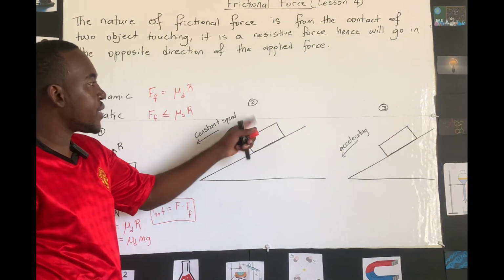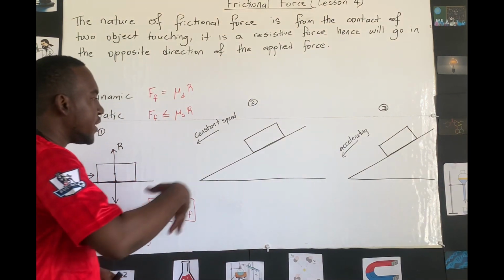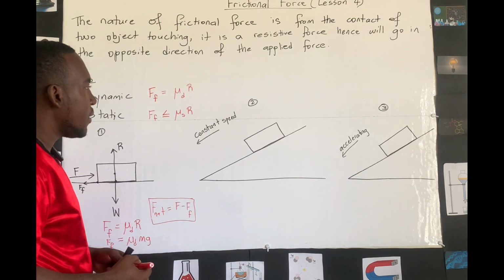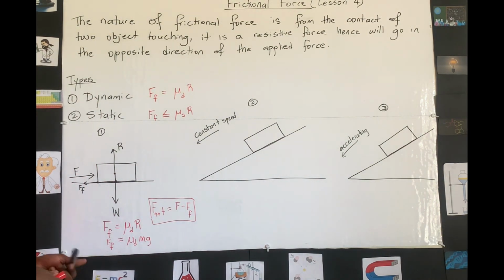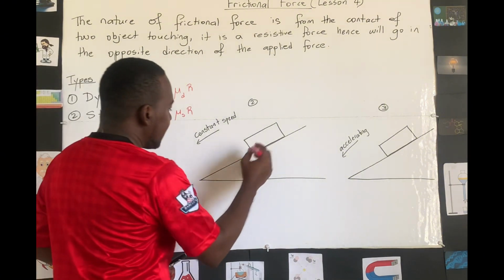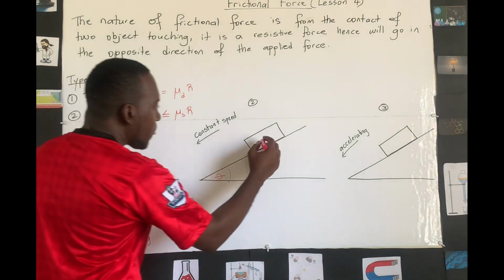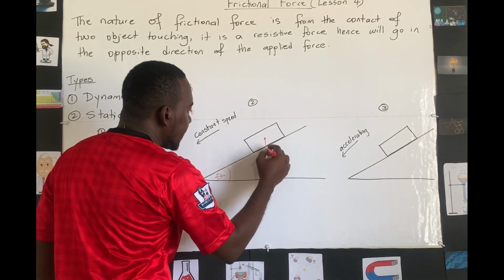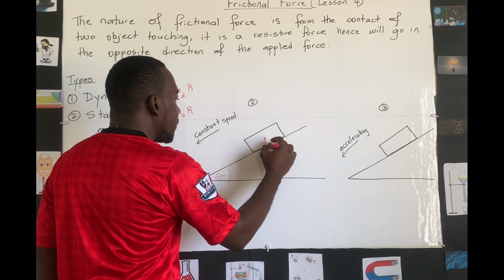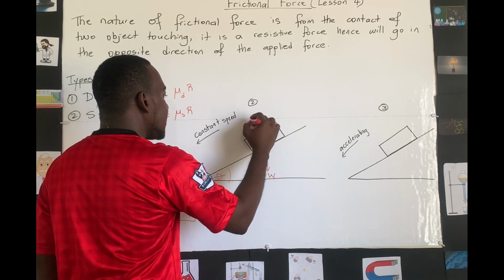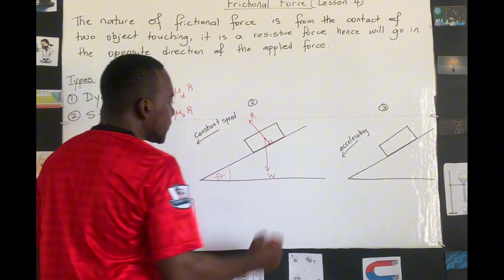All right, let's look at our second. Now, this is an object sliding down an inclined plane, right? And it's sliding down at a constant speed. Now, at a constant speed, that means we will have an angle for this inclined plane. We will have our force of weight vertically downwards, right? We have our normal, which would be 90 degrees to the surface, and that's R. So this is 90 degrees to the surface.